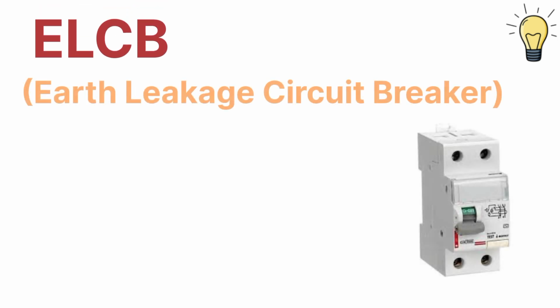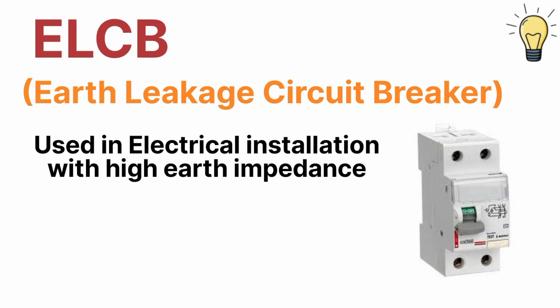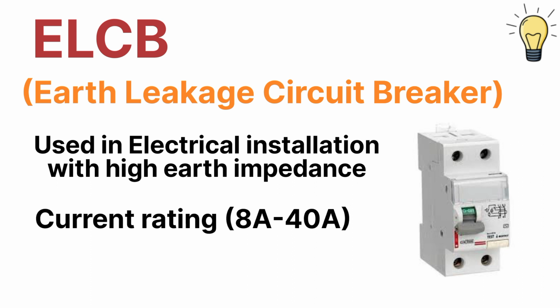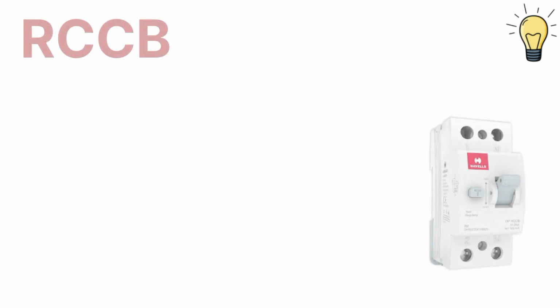The next circuit breaker which is very importantly used in the industries is the ELCB. ELCB is also known as earth leakage circuit breaker, and it is used in electrical installations with high earth impedance to prevent shock. The current rating of an ELCB ranges from 8 ampere to 40 ampere.